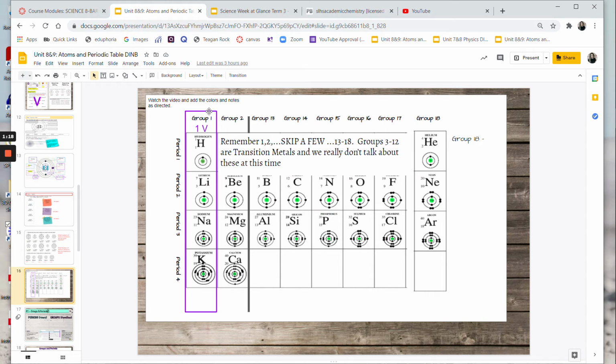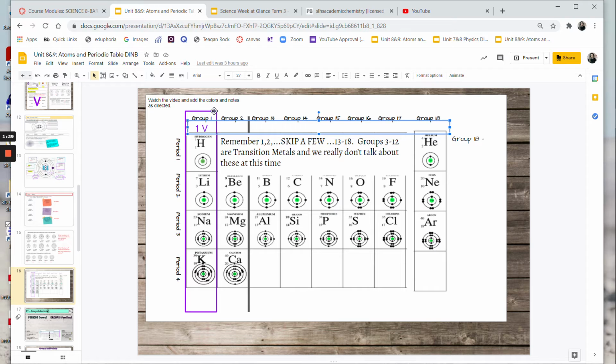So if you look at your notes, I have blocked off group 1. Everybody in group 1, if we look at it, has 1 valence electron. So that's the outside energy level, it has 1. Outside energy level has 1 valence electron. 1 valence electron and 1 valence electron. That means everybody in group 1 has 1 valence electron.